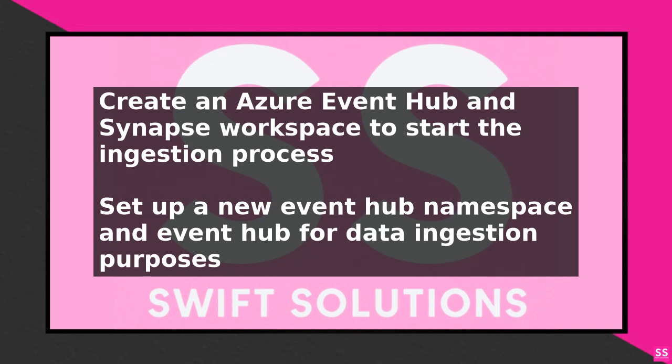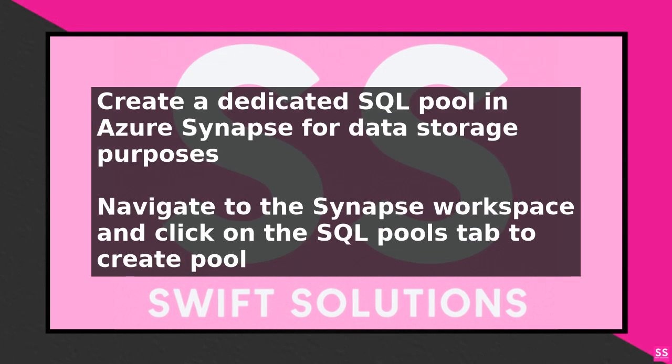To create a new pipeline, navigate to the Integrate tab in your Synapse workspace and click on the Pipeline tab. Then click on New Pipeline and follow the prompts to create a new pipeline. In the pipeline, you need to add a new activity. The activity type is Copy Data and the source is Event Hub. You need to specify the Event Hub namespace, Event Hub name, and the authentication method.